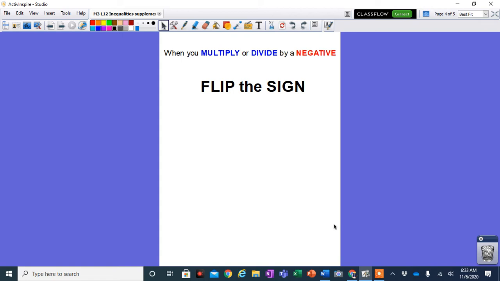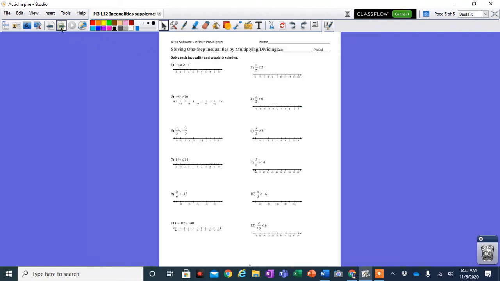Everyone, this video is on solving one-step inequalities. If you are solving an inequality that is addition or subtraction, you would just solve like you normally would with an equation, where you would do the opposite. The sign would stay the same. However, when you multiply or divide by a negative, the sign is going to flip.